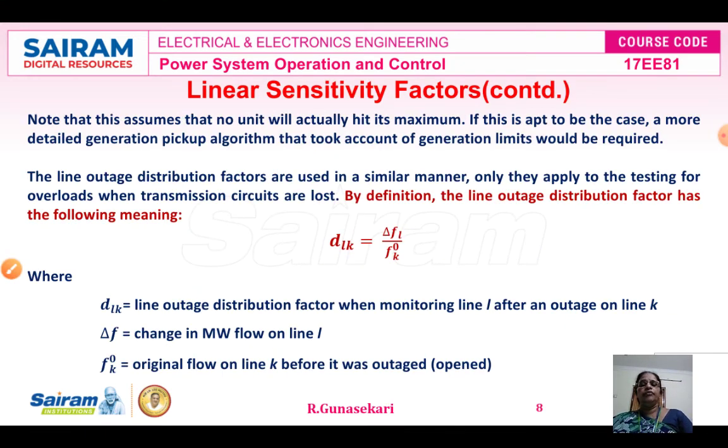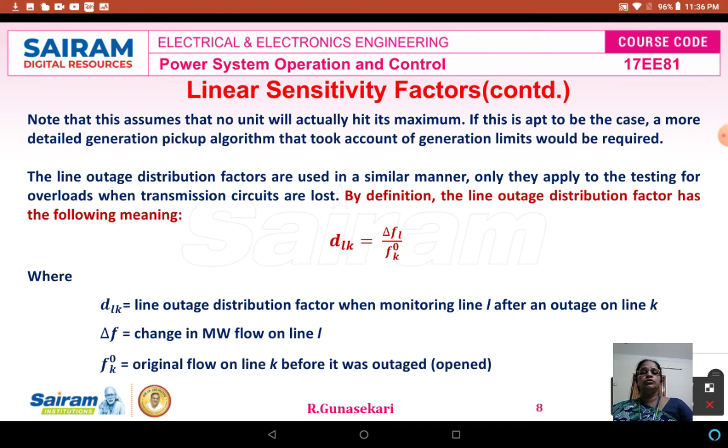Okay. Then we studied the line outage distribution sensitivity factor. So no generation unit will actually get to its maximum value. Therefore, the generation pickup algorithm took account of the generation limits only. The line outage distribution factors are used in a similar way to the generation shift sensitivity factors, only they apply to testing for overload when the transmission circuits are lost.